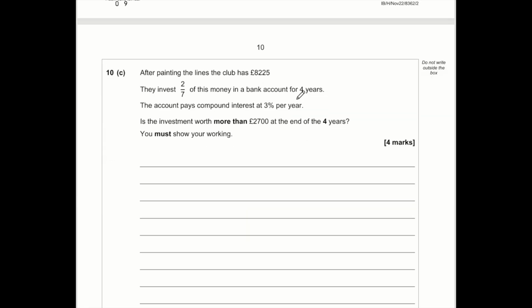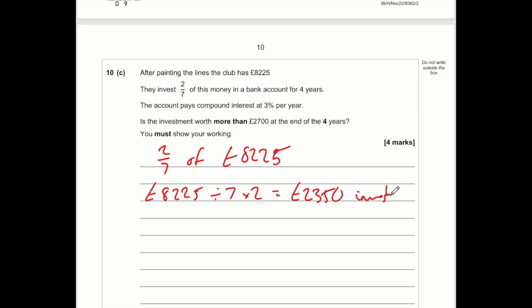Okay, question C. So the first thing we need to do is work out 2/7 of £8,225. To do that, take your total, divide by the number on the bottom, times by the number on the top, and what do we get? We get a total of 2,350, and this is what is invested.